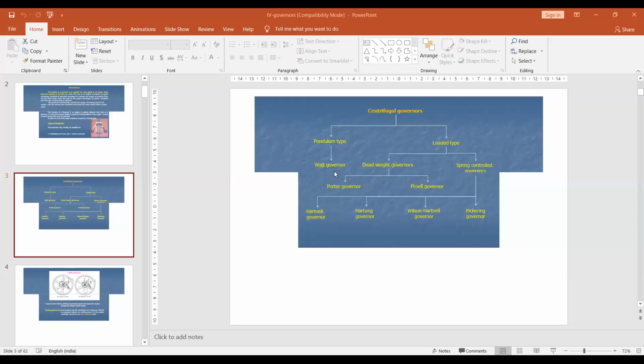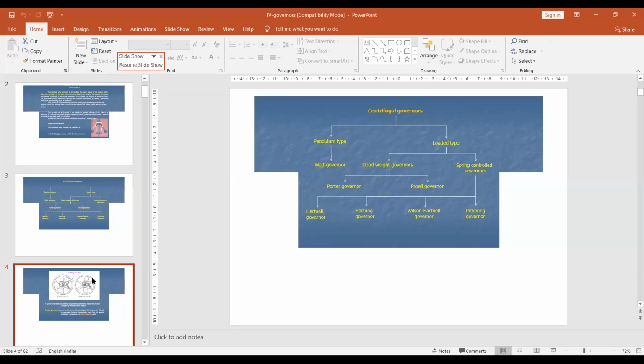Okay, centrifugal governors are classified into two types: the pendulum type and the loaded type. The pendulum type is the Watt governor, and the loaded type includes the dead weight governors and spring controlled governors. Dead weight governors are again classified into two types: the Porter governor and the Proell governor. Spring controlled governors are classified into four types: the Hartnell governor, Hartung governor, Wilson-Hartnell governor and Pickering governor. So those are the classifications of centrifugal governors.